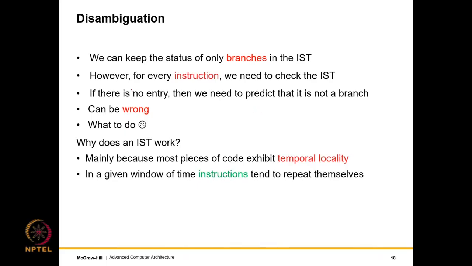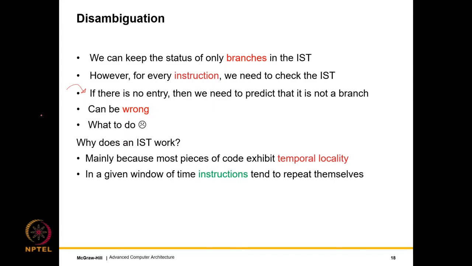So then what does this give us? Well, it gives us a smaller table. Sorry, it gives us a larger table at the cost of better accuracy. It also tells us whether there is an entry or not. So if there is no entry in this table, what can happen?